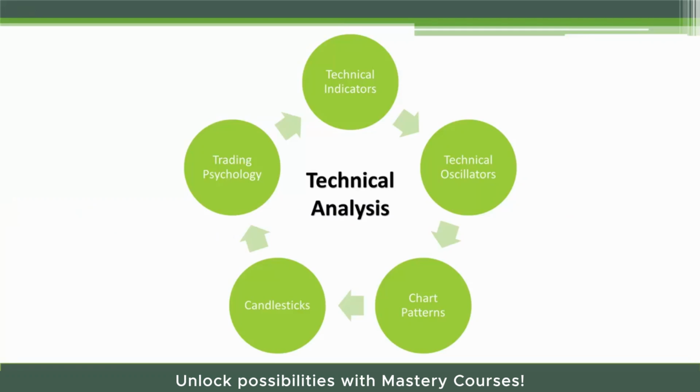This course, we'll be talking about the 5 pillars of technical analysis. We'll dive into technical indicators, what they are, how they work, and how you can use them to be most profitable in your trading. We'll talk about technical oscillators. They tell us which direction a market or stock is moving in and how quickly we can expect the move.